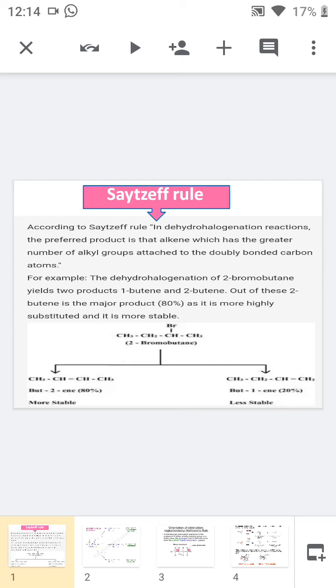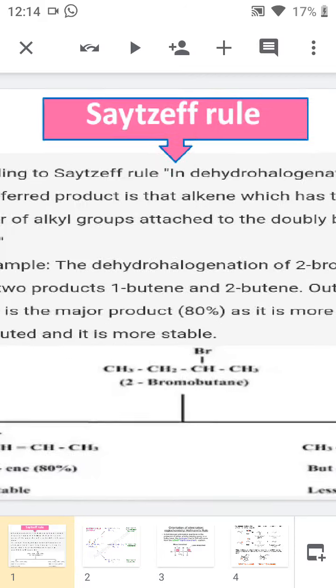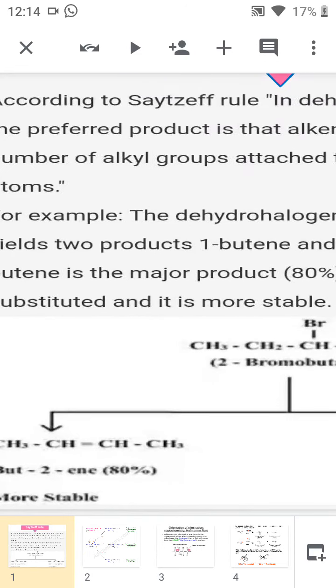See, in this example, the dehydrohalogenation of 2-bromobutane yields two products. One is 1-butene and the second one is 2-butene. But out of these, 2-butene is the major product, since 2-butene is more substituted and the double bond exists in the middle. So that's why it is more substituted. So according to Saytzeff's rule, this is the major product, 2-butene.